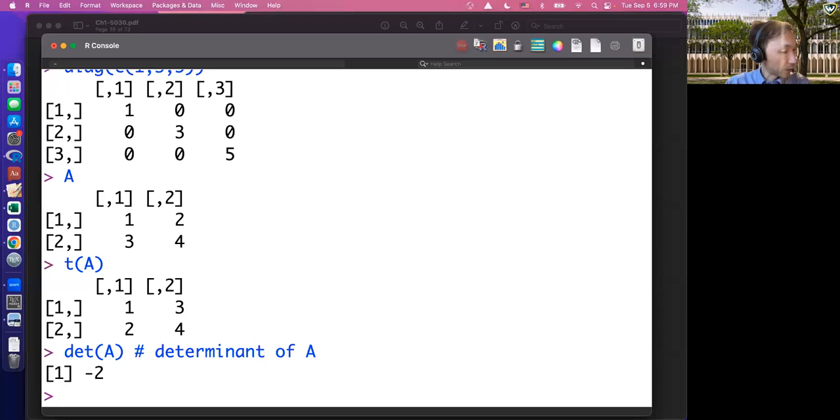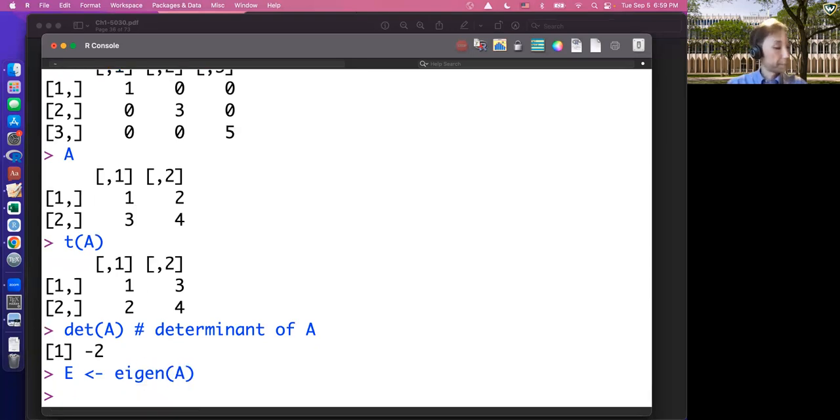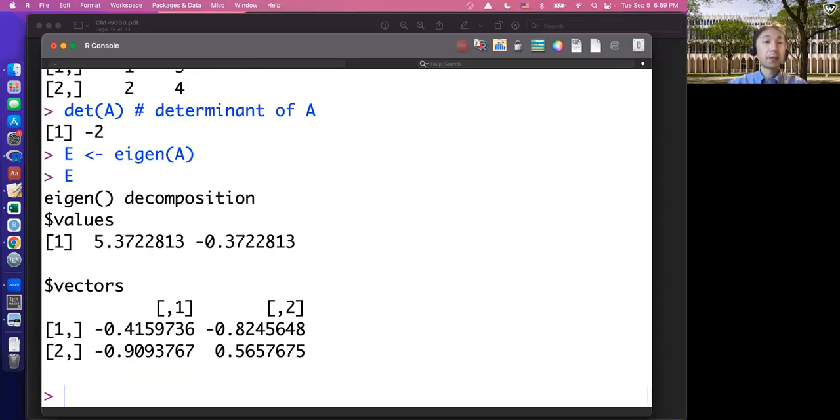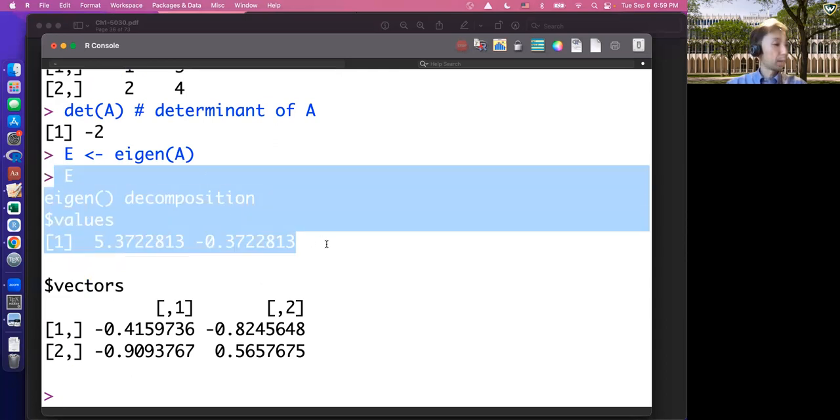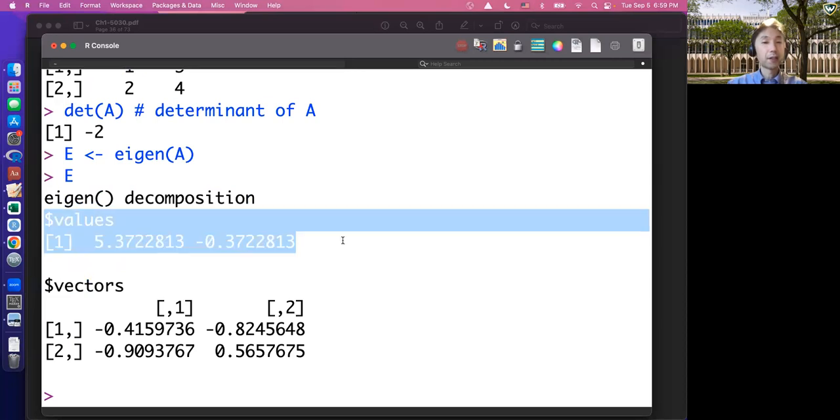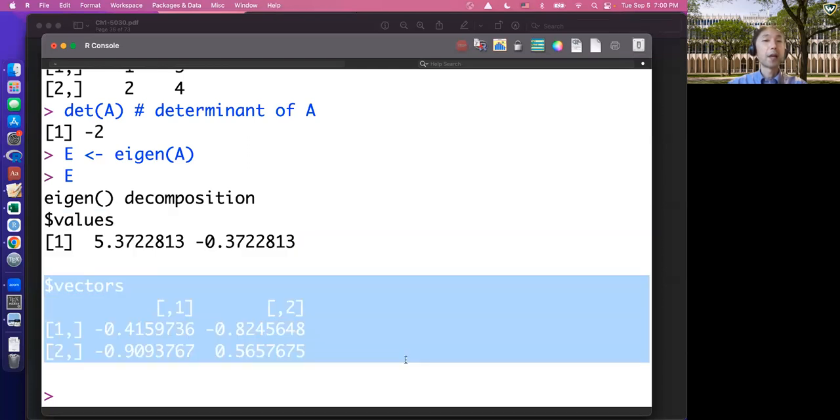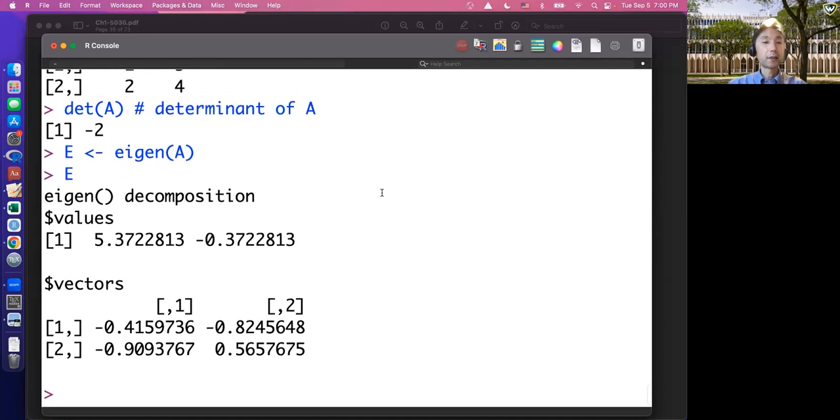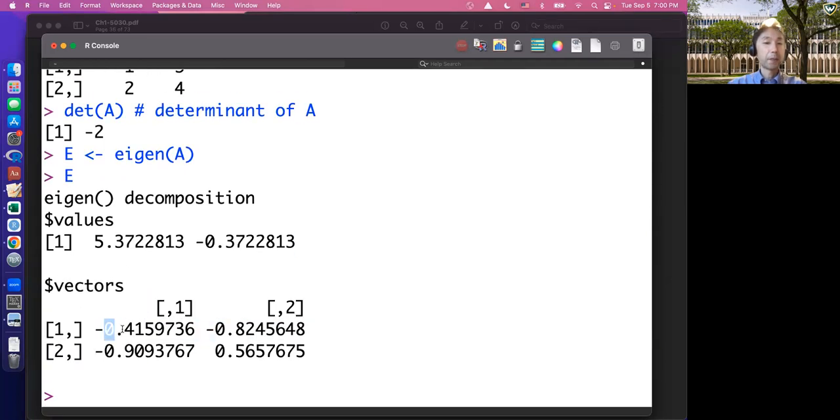Eigenvectors will appear in the quiz also. And the eigenvectors are obtained by eigen of A, and it returns this so-called list. So basically the output has two objects. One is this vector, the so-called eigenvalues, and the second is the eigenvectors. So this means that the first element is negative 0.41 and the second element is negative 0.90.